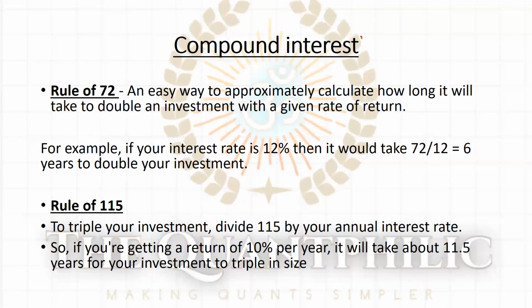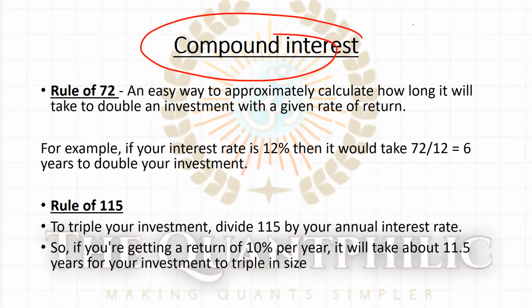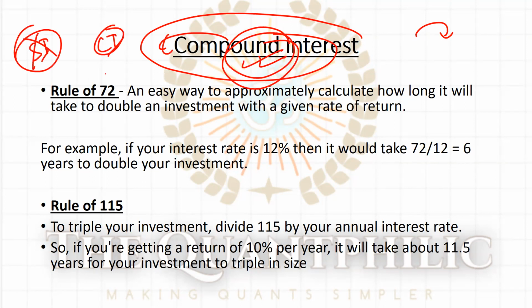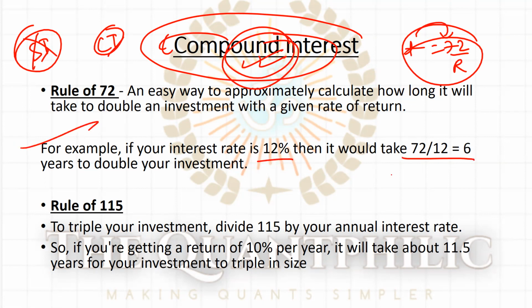Here's the second most important shortcut. The shortcut is for how much time it will take for your money to get doubled at a given rate in compound interest. Remember that this is for compound interest, not for simple interest. Time taken will be 72 by rate of interest. For example, if your interest rate is 12%, then it will take 72 by 12, so 6 years for your amount to get doubled.